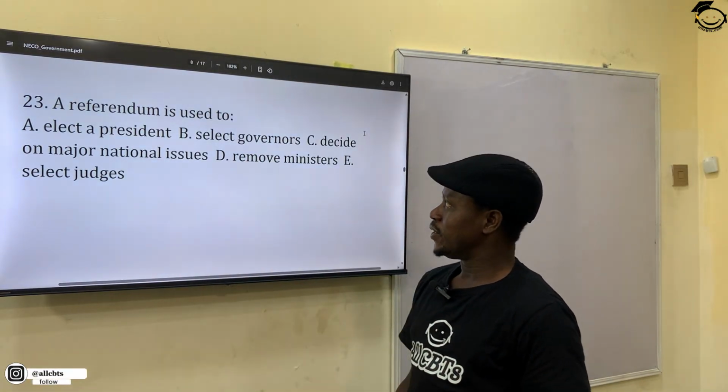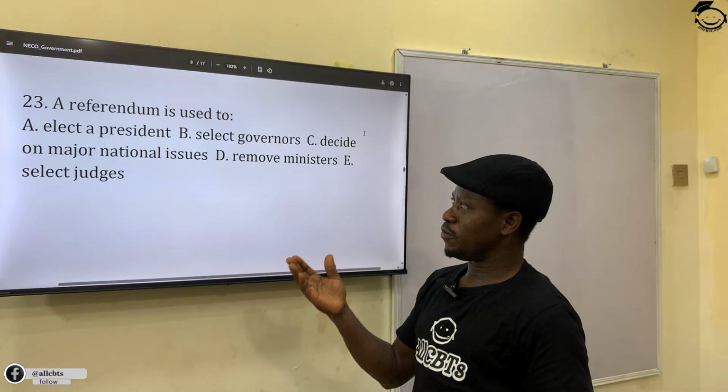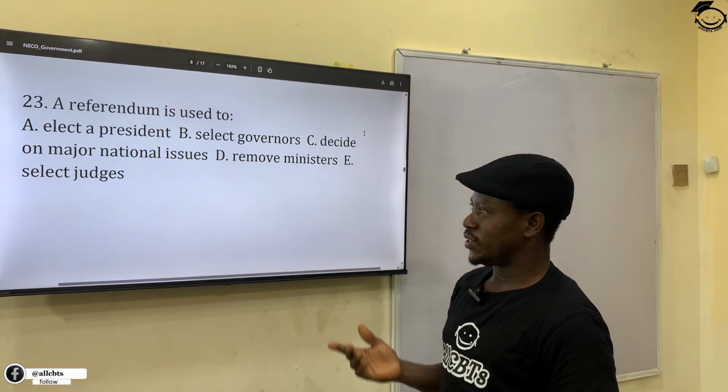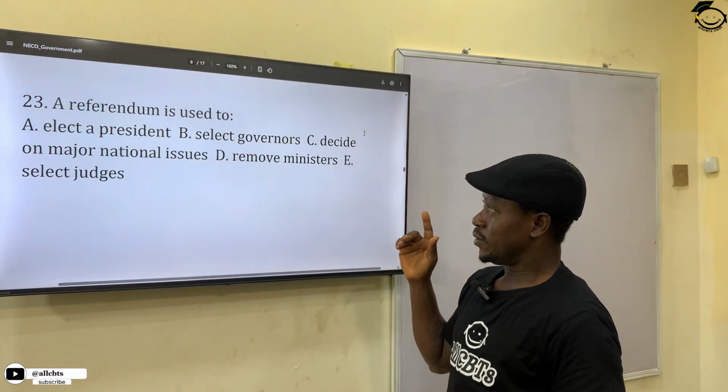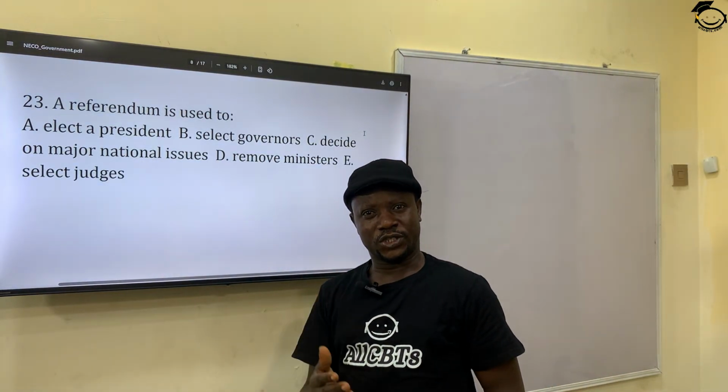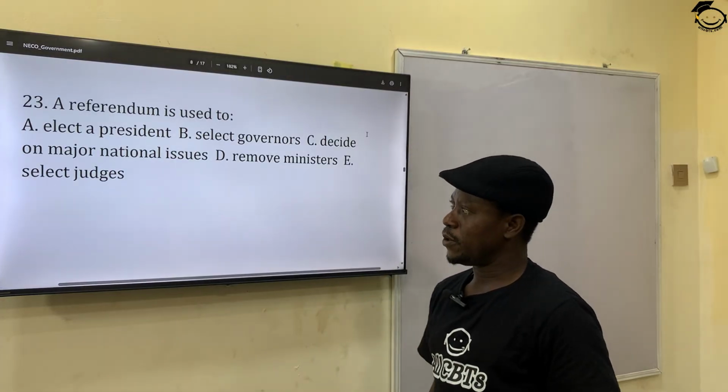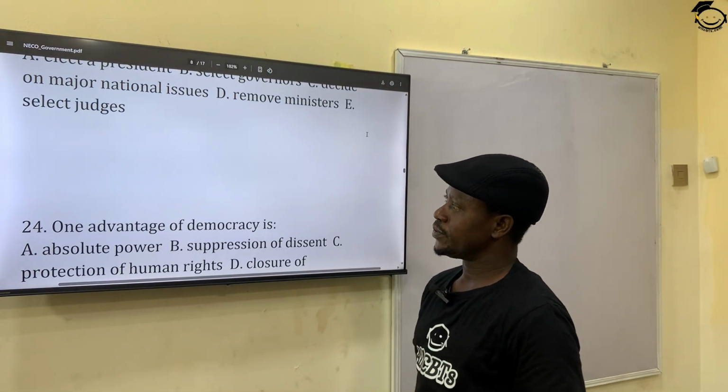Elect a president, select governors, decide on major national issues, remove ministers, select judges. The correct answer is letter C. Decide on major national issues. Referendum. Okay? Let's see the next question as we progress.